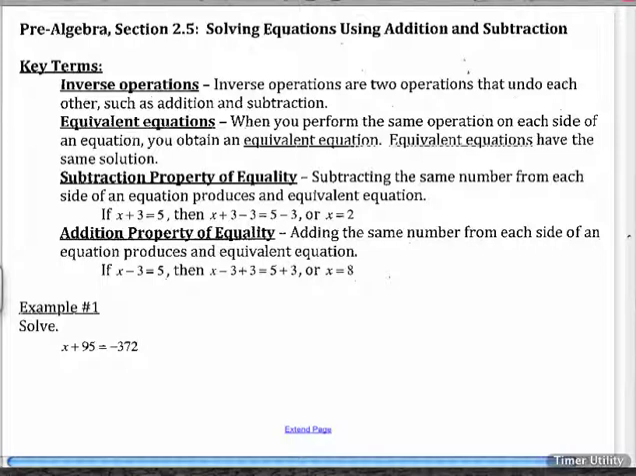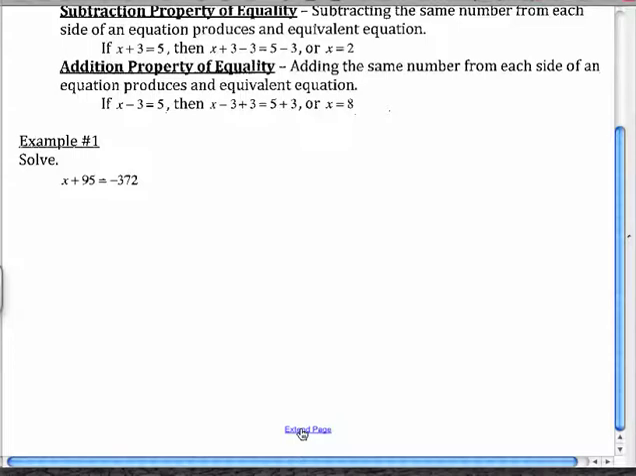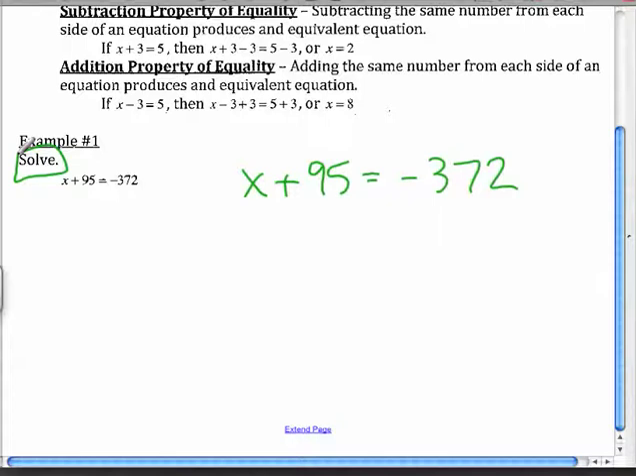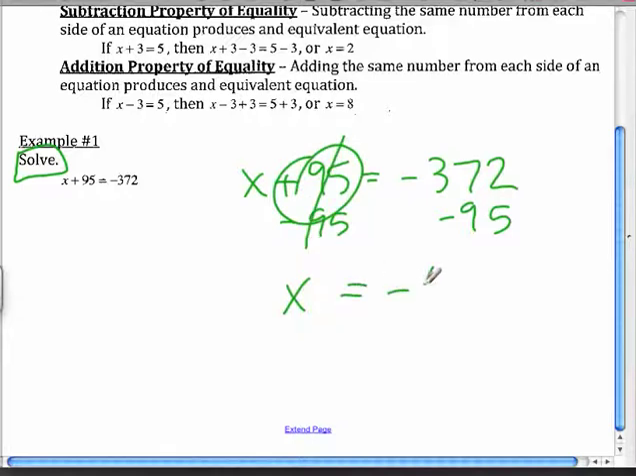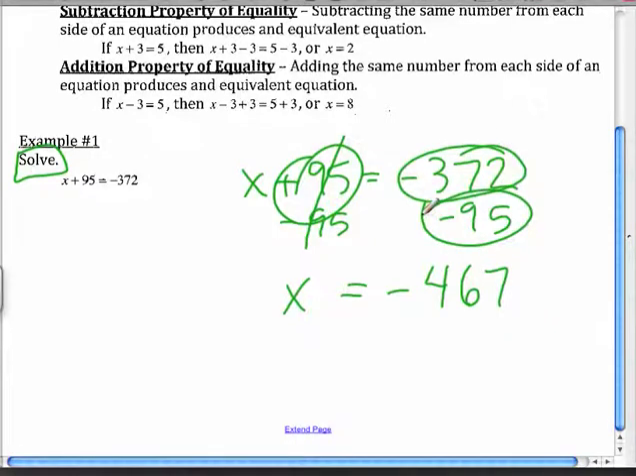Now let's look at example number 1. This one says x plus 95 is equal to negative 372. And it says, guys, to solve. And here's what solve means. It means get the variable by itself. Right now, the variable has a plus 95 with it. What will cancel out that plus 95? Minus 95. But I have to do it from both sides or it won't work. When I do that, these two cancel and I'm left with x equals negative 467. Combine those two terms. Great job, guys. See you at the next example.